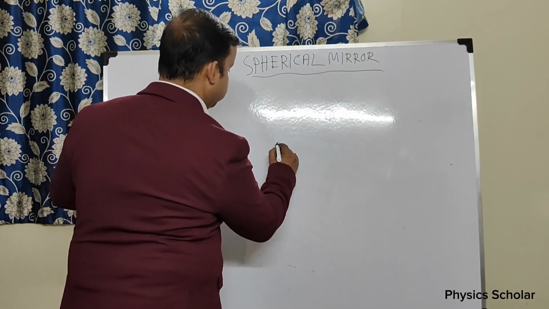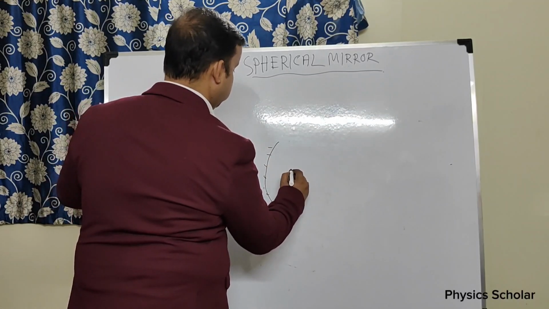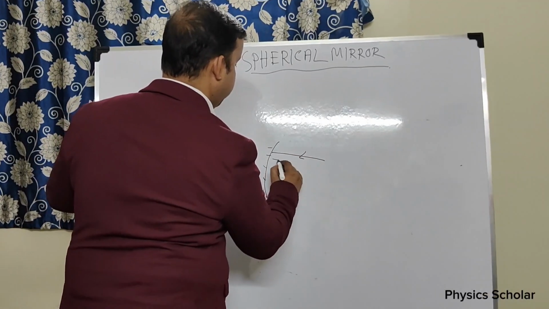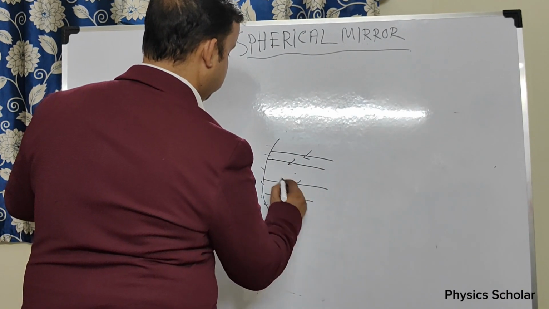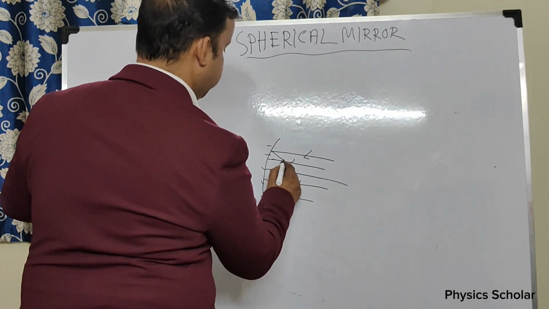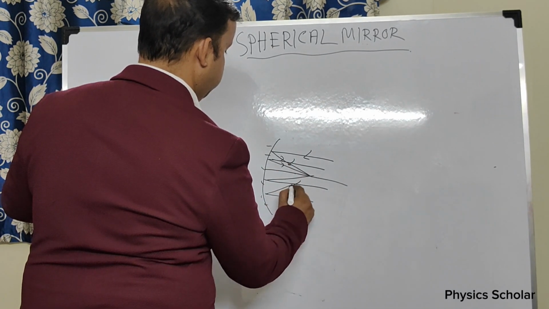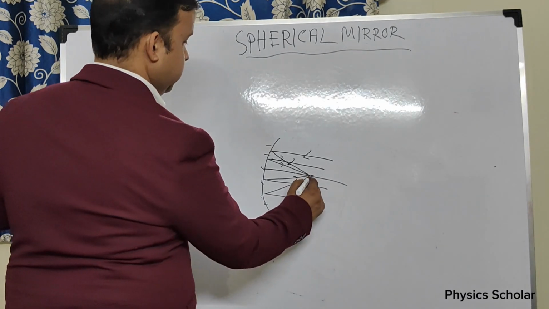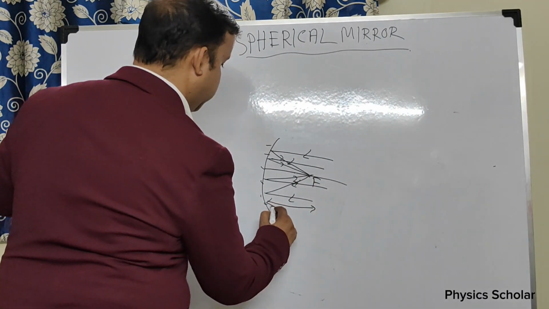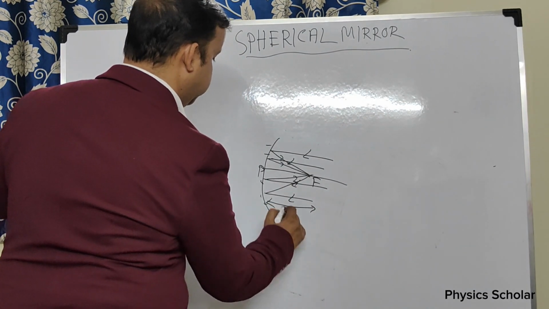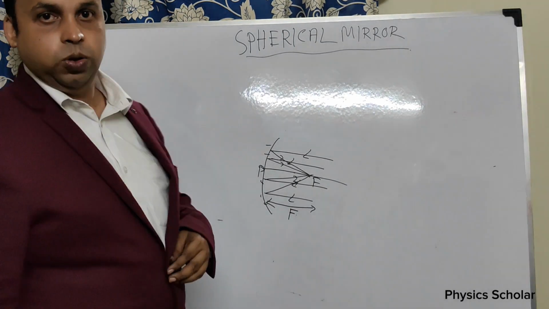Now suppose this is the mirror. If a parallel beam of light is incident on it, after getting reflected back, it will meet on the principal axis. That is known as the principal focus. The distance between the principal focus and the pole of the mirror is known as the focal length. This is known as f.